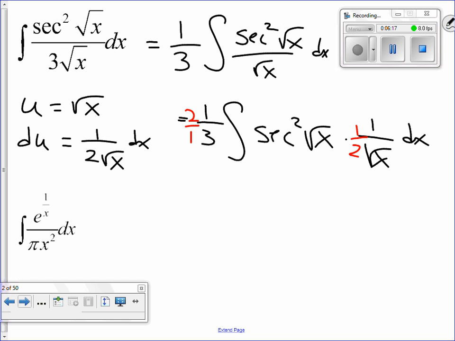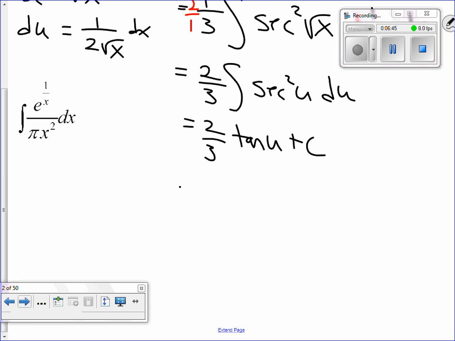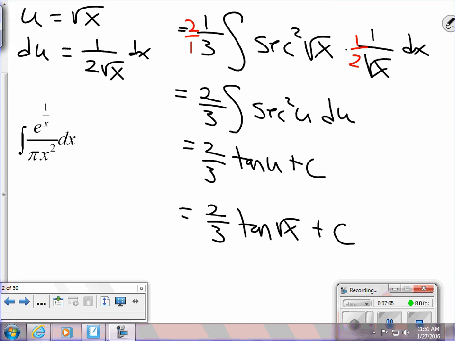All right, time to rewrite it. So on the outside, 2/3, got the antiderivative of secant squared u du. Now, you got to know the antiderivative of secant squared u, tan of u. Okay. Now we can switch it back to x's. So it'll be 2/3 the tan of rad x plus c. Okay. So we factored out the third. It really does help though, if we write it as a quotient. Check it out. Any problems with this one?